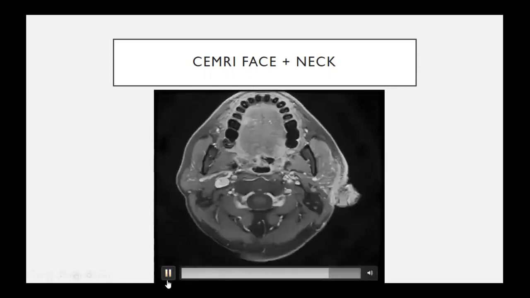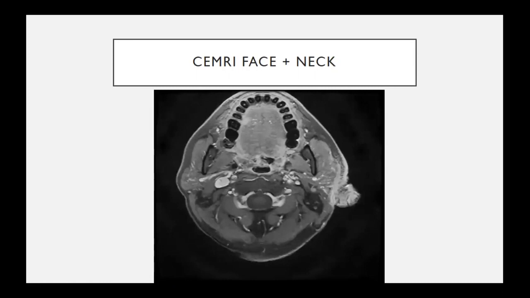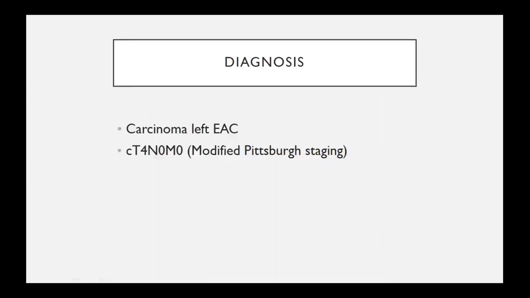Now tell me, with this information, what's going to be your treatment plan? First stage the patient and then give me a treatment plan. So it's a carcinoma left external auditory canal. According to modified Pittsburgh staging, based on the clinical and radiological findings, it's a T4 disease, N0 and M0.